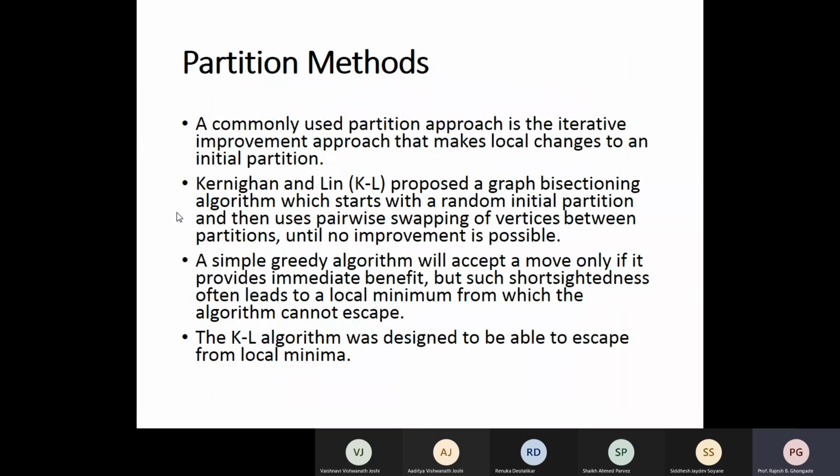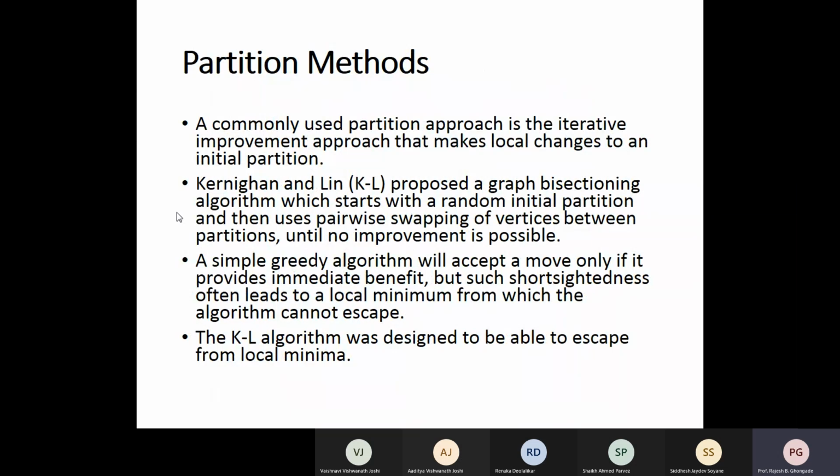Then these are the partitioning methods. The commonly used partitioning method is the iterative improvement approach that makes local changes to an initial partition. There is something called the KL approach, Kernighan and Lin. They proposed a graph bisectioning algorithm which starts with a random initial partition and then uses pairwise swapping of vertices between partitions until no improvement is possible.